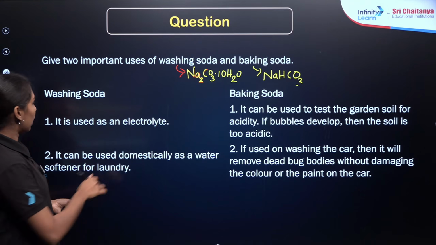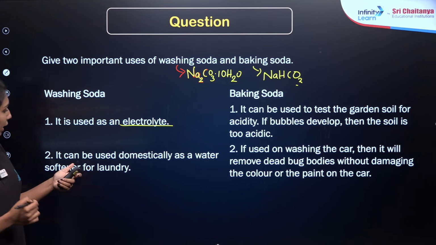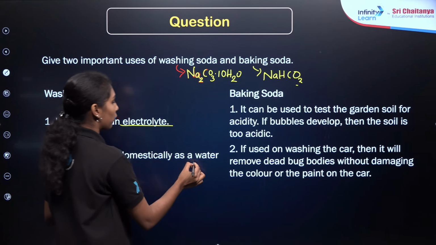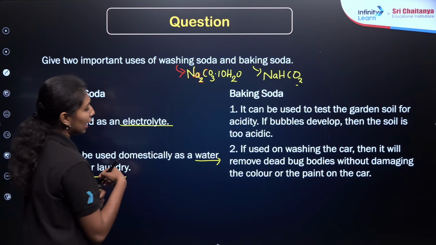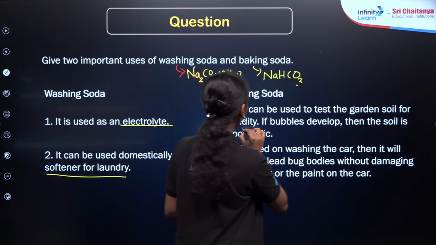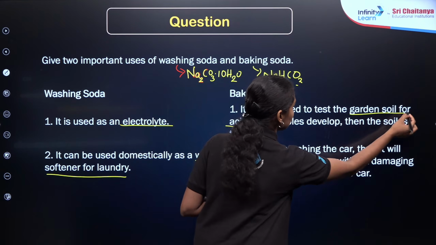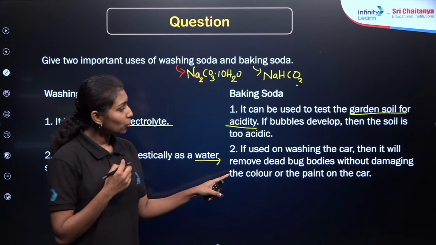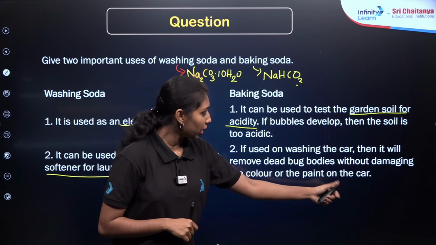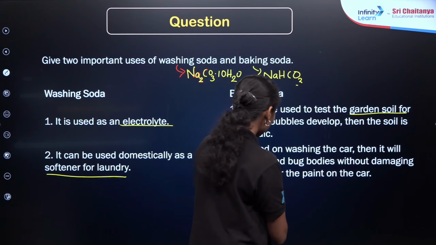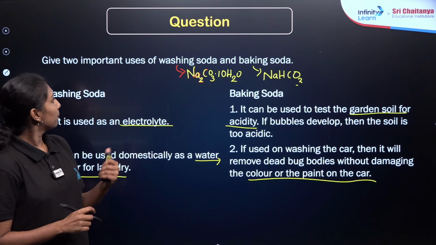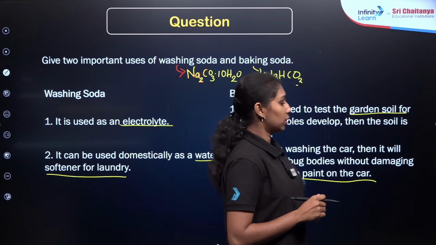Washing soda is used as an electrolyte and it can be used domestically as a water softener for laundry. We have studied this in order to treat hard water. Then what about baking soda? It can be used to test garden soil for acidity. This is the first application. If used while washing the car, it will remove dead bug bodies without damaging the color or the paint of the car. These are the applications of baking soda and washing soda. Clear?